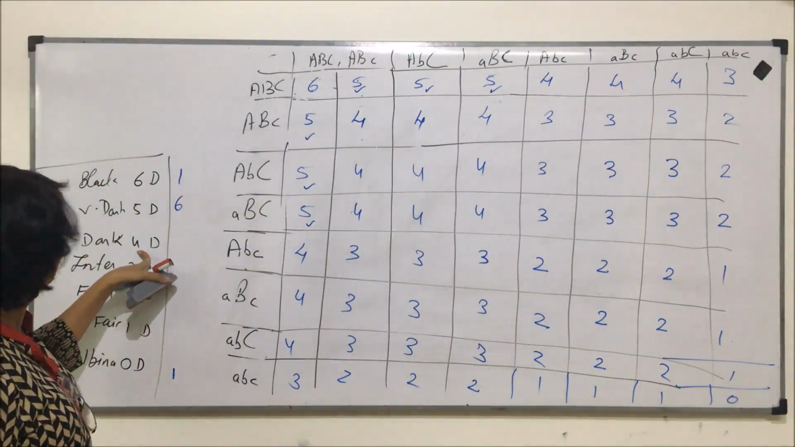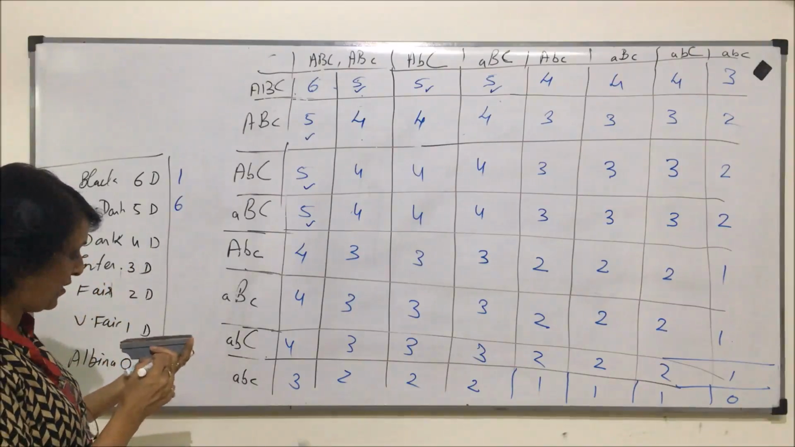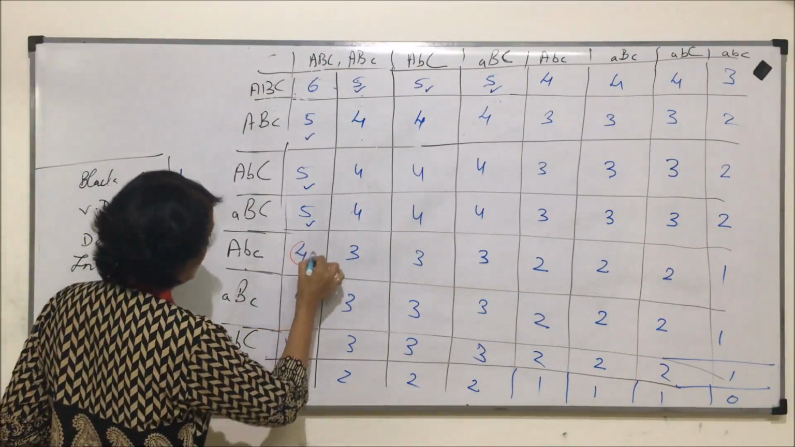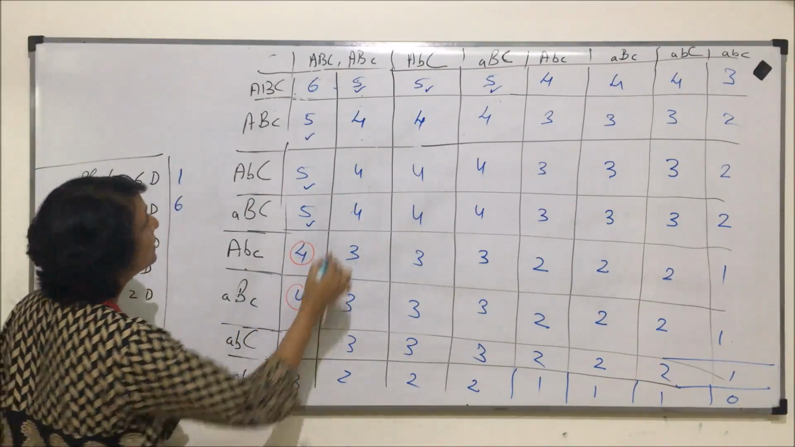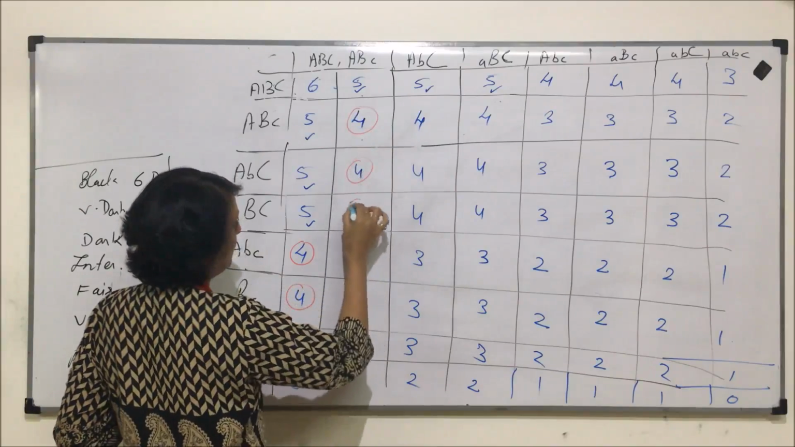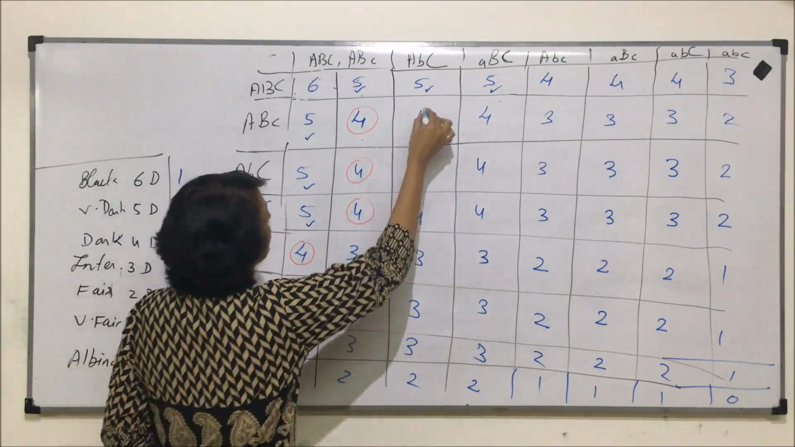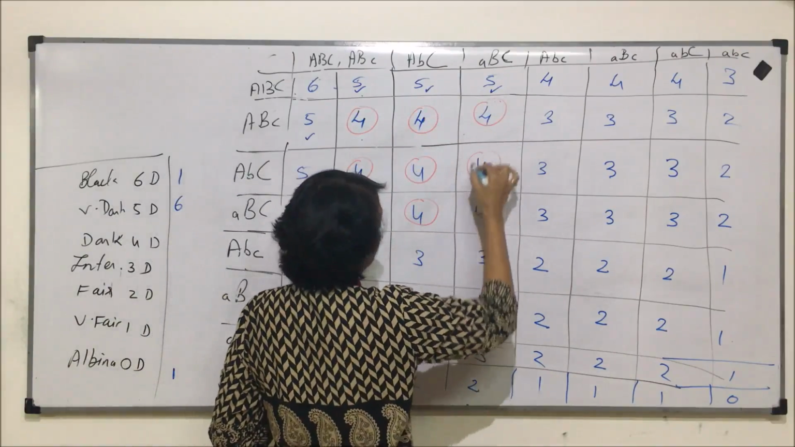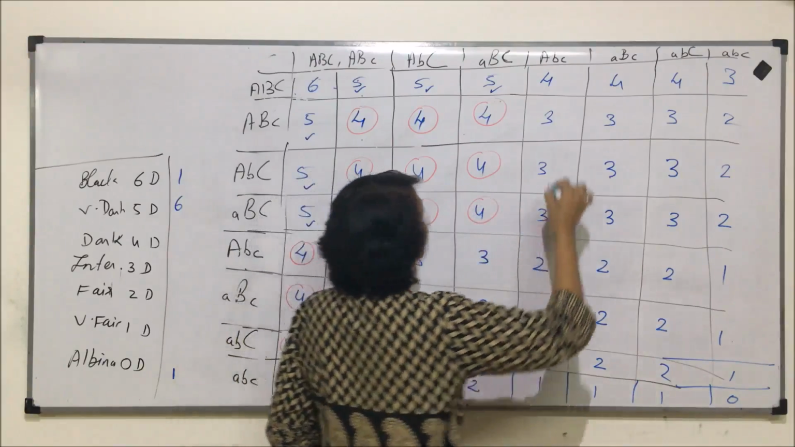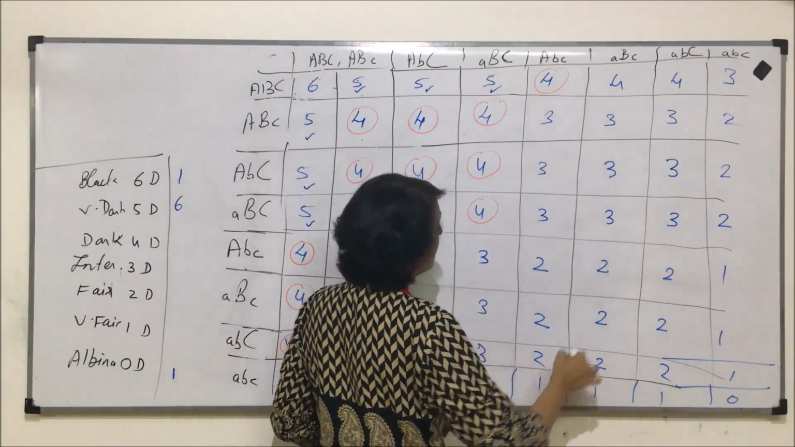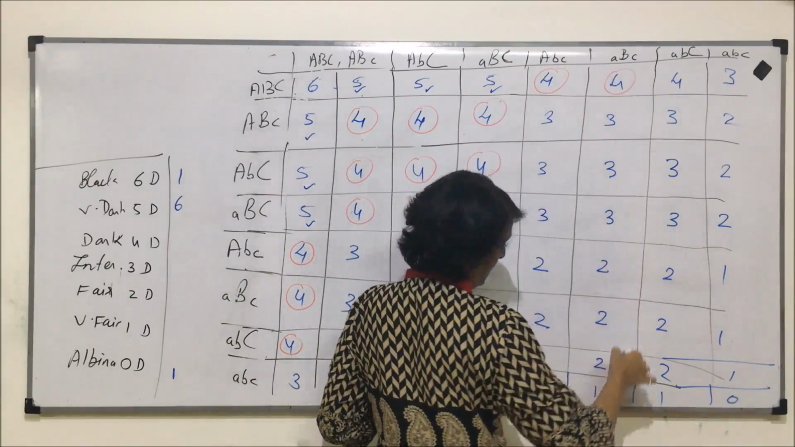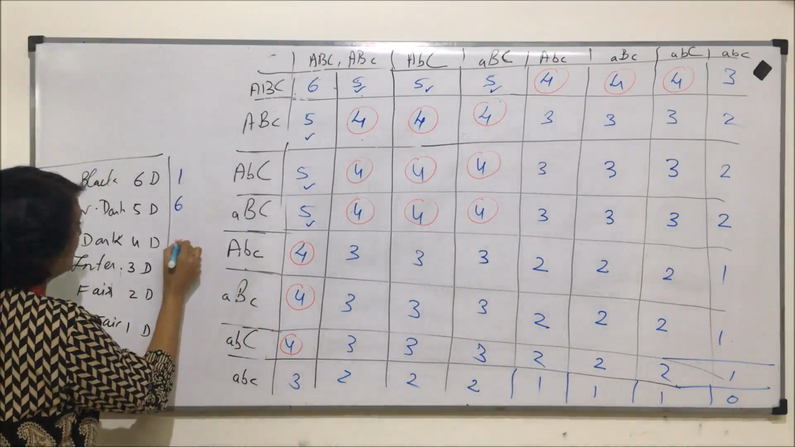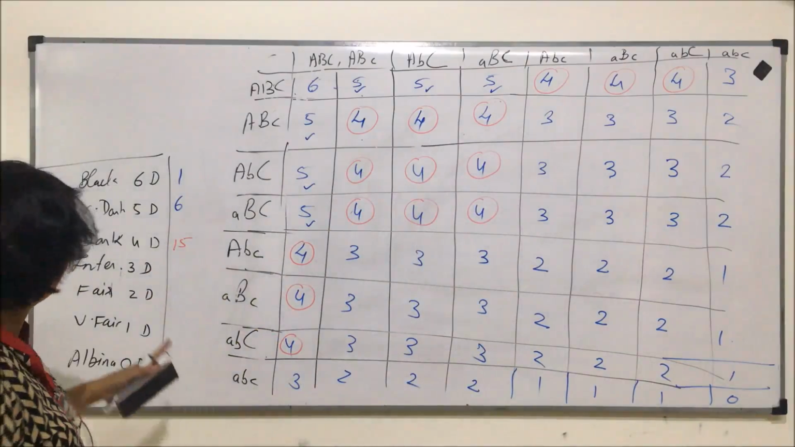Now let us count how many of them have 4 dominant genes. 4 dominant. So let us start from here. 1, 2, 3, 4, 5, 6, 7, 8, 9, 10, 11, 12, 13, 14, 15. So we have 15 individuals who have 4 dominant traits.